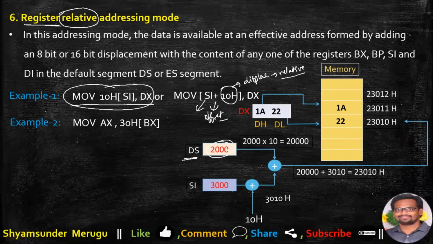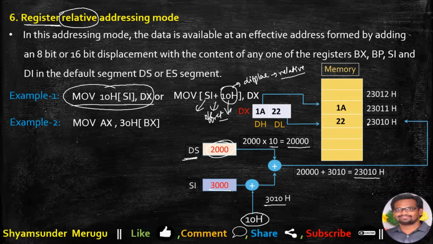The numbers whatever we are considering are assumptions only, right? So we are considering that one as 2000. Now this is the base address multiplied with 10, we get 20,000. Now SI, that is 3000, is also added with the relative displacement, that is the 8-bit displacement, that is 10H. When we add these two, we get 3010. Now 20,000 plus 3010, we get 23,010H. This is pointing to a certain memory location in memory.